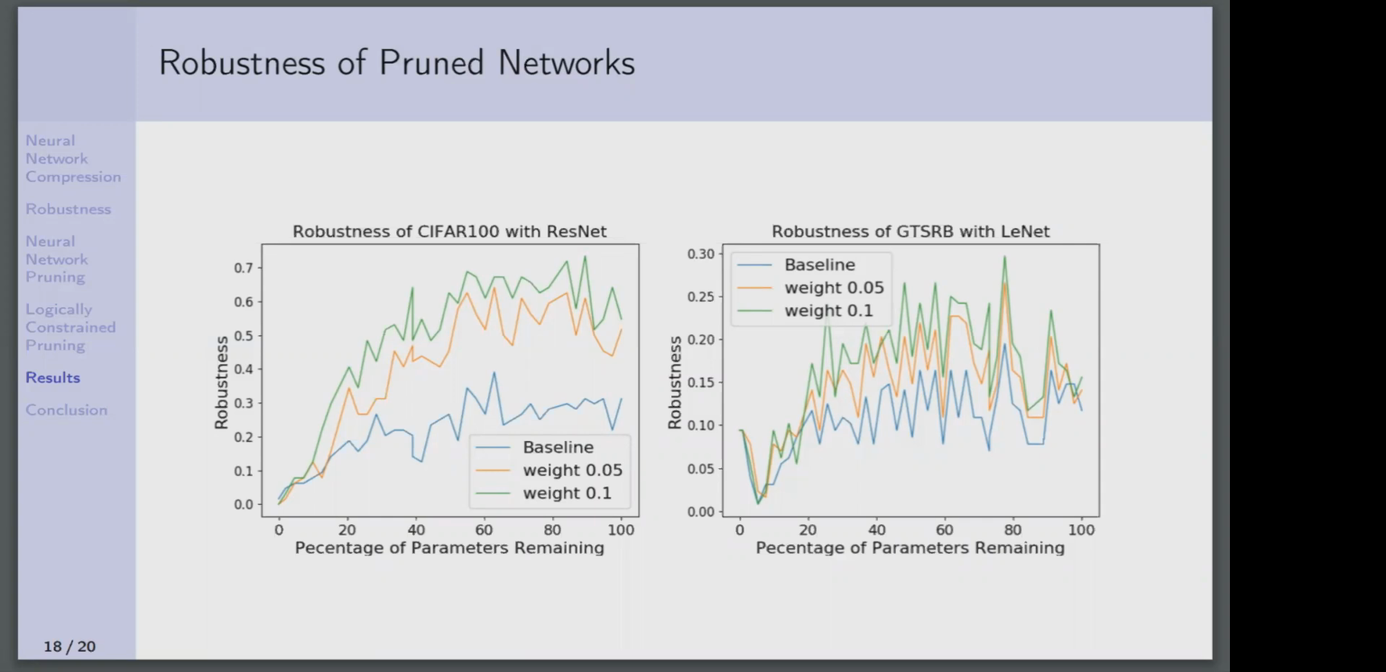So the higher the weight of the constraint term in the loss function, the better robustness you end up with. And overall, we get better robustness than the baseline. But one interesting thing that happens, if we look first at the GTSRB, between around 9% of parameters having been pruned and 75%, you see that you've got better robustness here than we had with the original unpruned model. And then you can see this again with the ResNet.